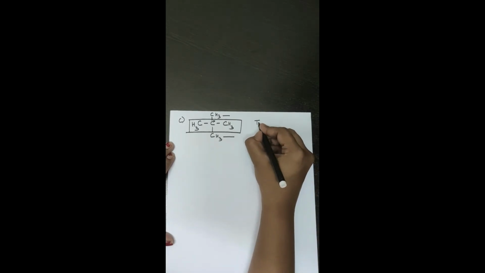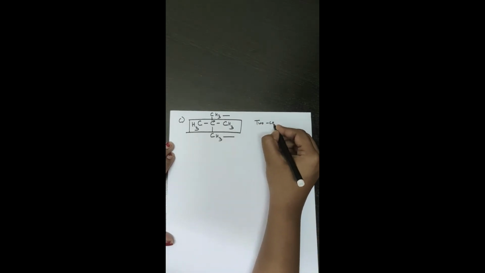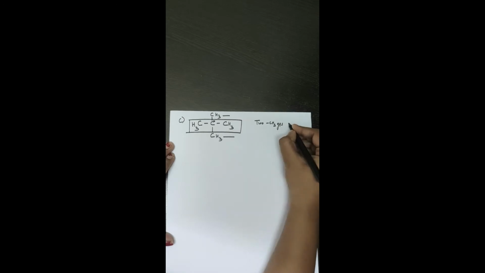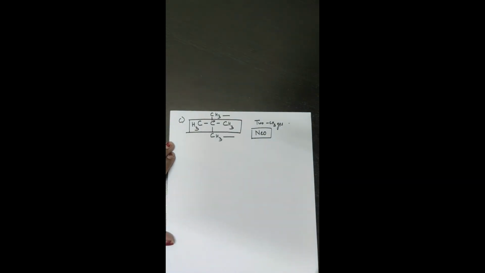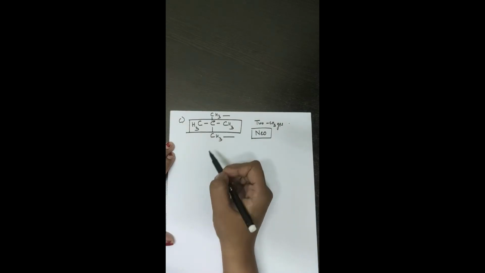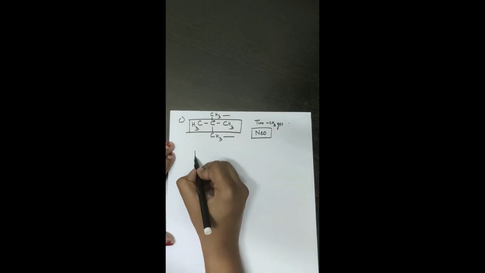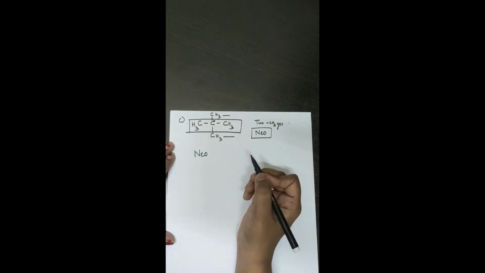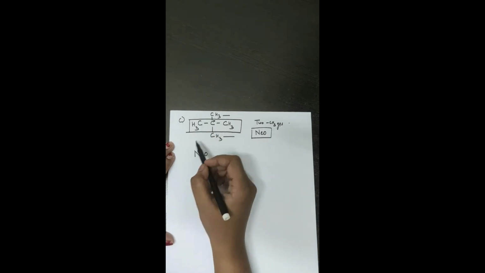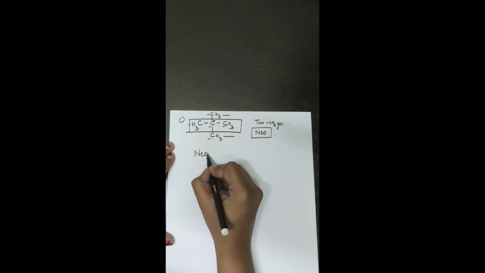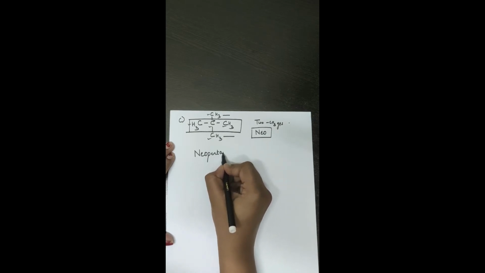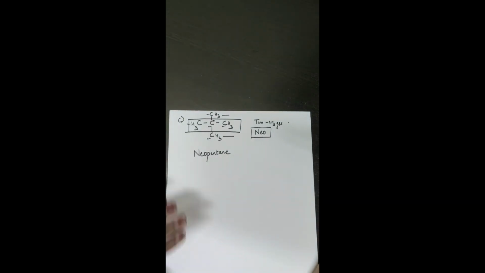So if there are two methyl groups in your second last carbon, then we use the prefix neo. What do we use the prefix as? We use the prefix as neo. Now two methyl groups are there, so we will write neo. Neo what? Total how many carbons are there? 1, 2, 3, 4, 5. So this would be your neopentane. I hope it is clear.